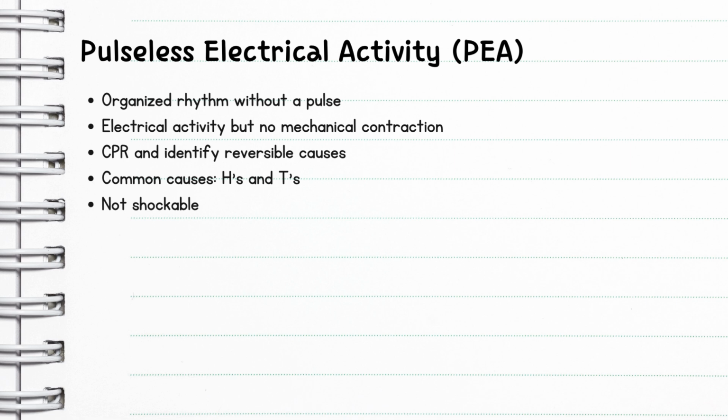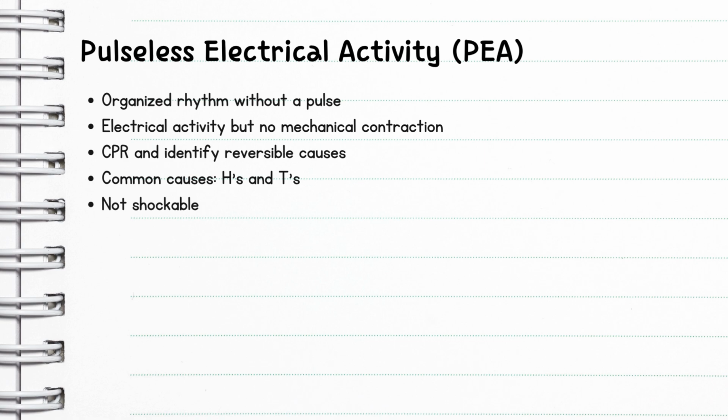Okay, so here's the clue. Anytime you get a strip and it looks like there's a pulse up there, but you go and assess the patient and there's no pulse, it's pulseless electrical activity. Okay. So what PEA is when you see an organized rhythm on the monitor. So it looks like a rhythm, but the patient has no pulse.